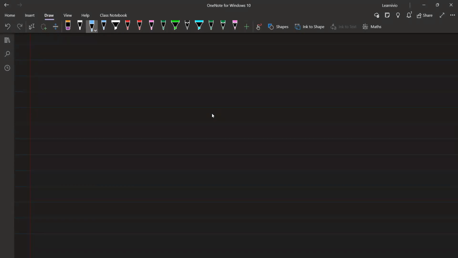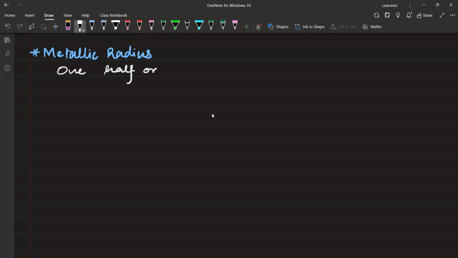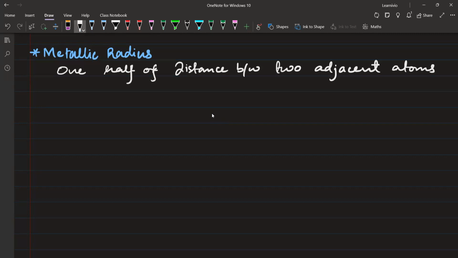Okay. यहाँ पे लिखेगा आपका metallic radius. Metallic radius will be 1/2 distance between two adjacent atoms of a metal in metallic bond or in metallic lattice. कर दीजिए, समझा देंगे क्या होता है metallic lattice. In metallic lattice.